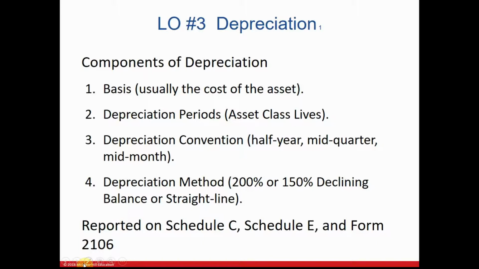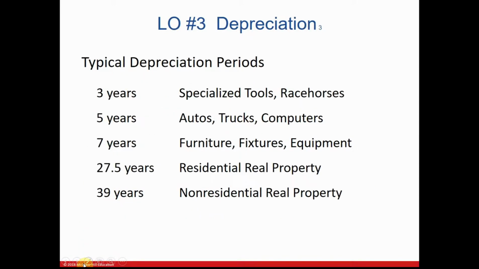As I mentioned earlier, this depreciation would be reported on Schedule C, which is for small businesses, Schedule E for self-employed people, and would be found on Form 2106. These are some of the more common depreciation periods, so that, for example, a racehorse or specialized tools, these income-producing assets would be depreciated over 3 years.